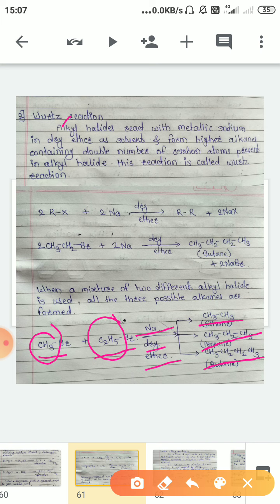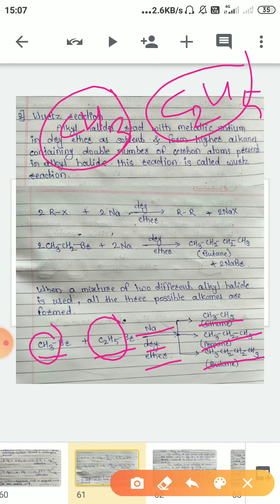Okay, now here we consider CH3 as one alkyl group and C2H5 as another alkyl group. We are not generally taking only one methyl halide or only one ethyl halide, because it is difficult to measure. Generally we take them in grams or in number of moles, so a mole contains a large number of molecules.